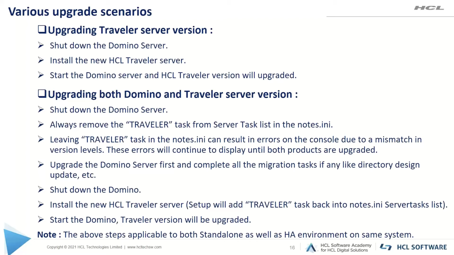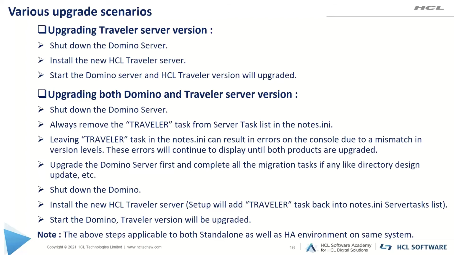This is required so that there won't be any error on the console due to mismatch of the version after Domino server upgrade. Upgrade the Domino server and complete all the migration tasks if any required. Shut down Domino application. Now install the HCL Traveler server. Traveler server setup will add the Traveler task in server task list. Now start the Domino application and HCL Traveler task will be loaded.